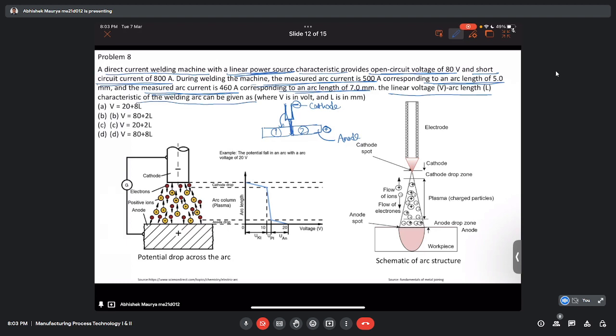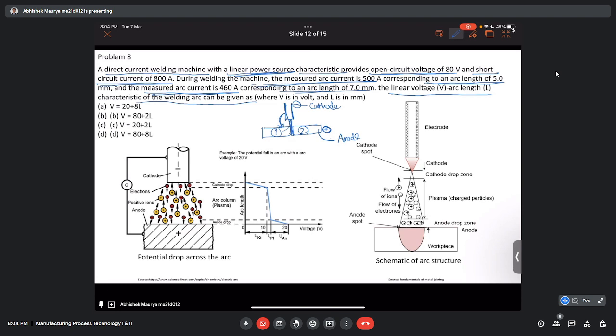Okay, I was telling that we are trying to join these two materials with the help of some filler material that is called cathode, and we have applied some potential difference between the cathode and anode. So initially we bring the cathode in contact with the anode material, and since there is a potential difference between these two, current flow starts taking place. Electrons start flowing from cathode to anode, and current flows from anode to cathode.